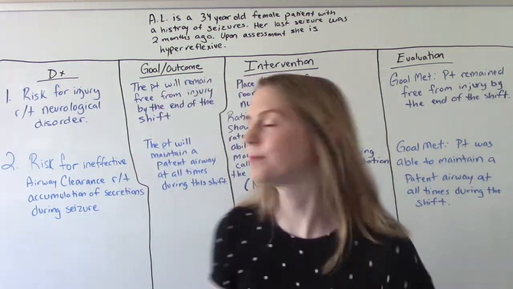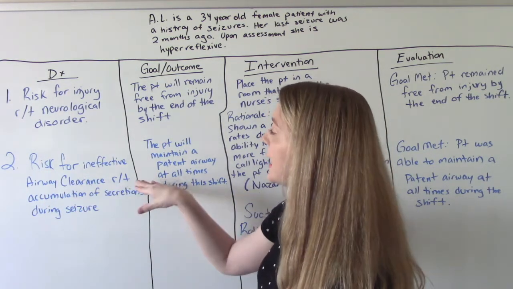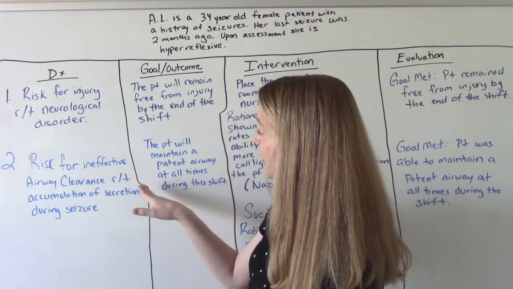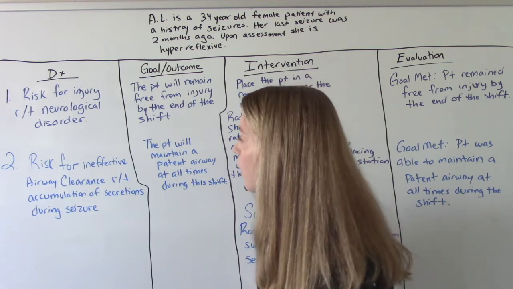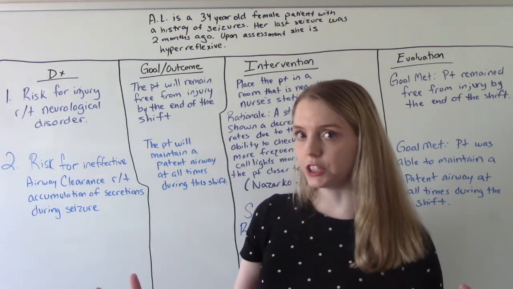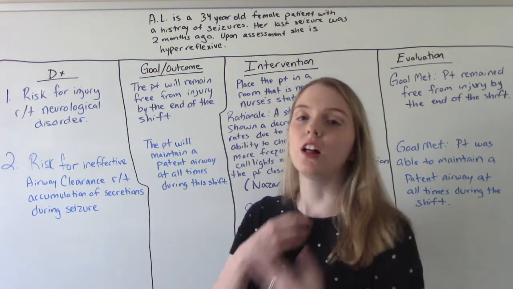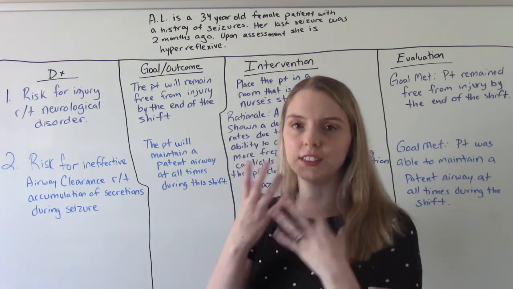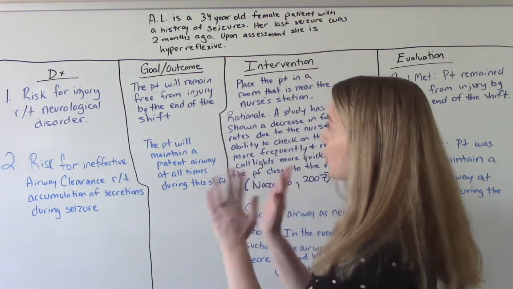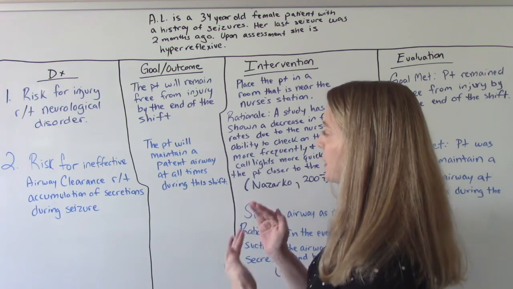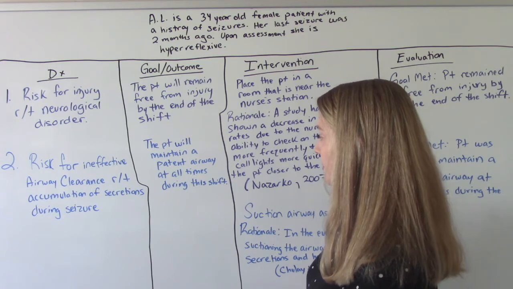Let's do the second one. So another risk. So risk for ineffective airway clearance related to accumulation of secretions during a seizure. So if she were to have a seizure, she is at risk for ineffective airway clearance because of all of the gunk, okay, all of the secretions and stuff that could potentially happen during that seizure. Our goal will have the patient maintain a patent airway at all times during this shift.